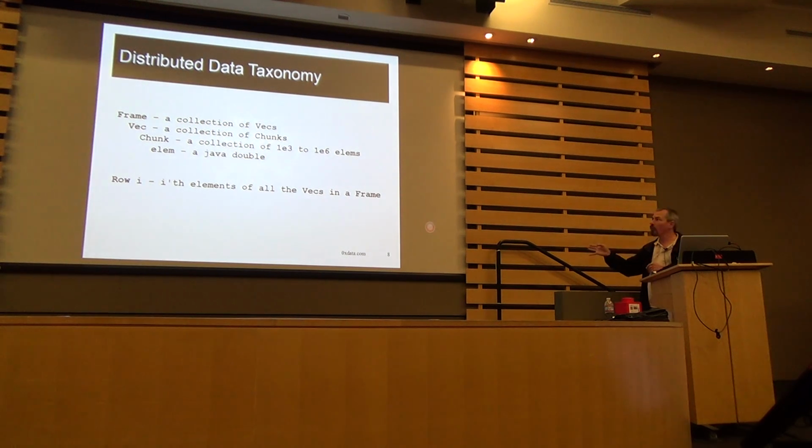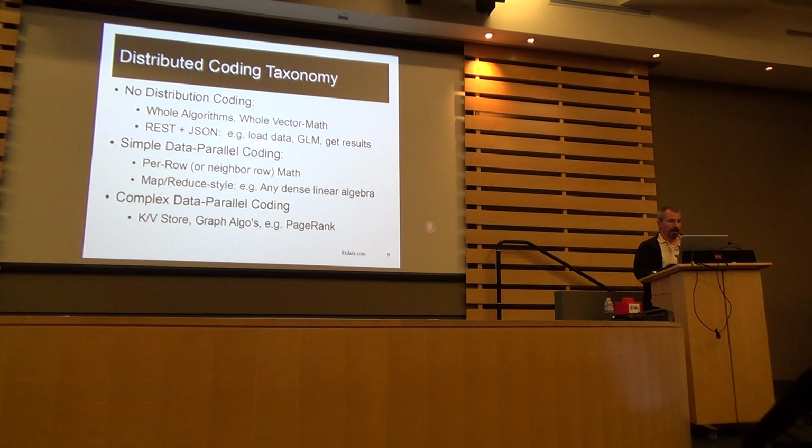So, overview real quick. A frame is a collection of vectors. A vector is a collection of chunks. A chunk's a collection of 1,000 to 1 million elements, kind of varies. Or an element, conceptually a Java double, although how it's compressed in memory varies according to your data. In particular, if you had a Boolean feature variable, it will be a bit vector in memory, unless it's very, very sparse, and then there's even more compression going on. Fine.